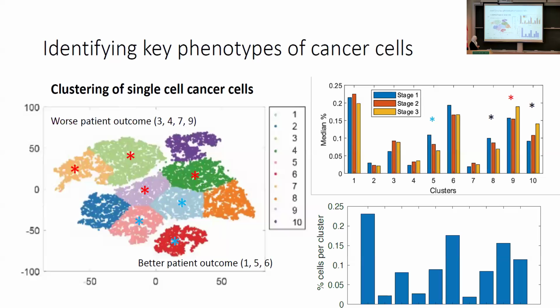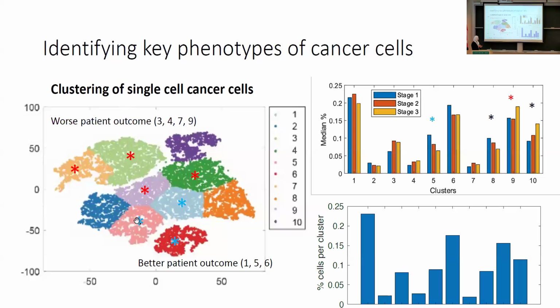So one thing we can look at is using clustering. We can visualize the different features. I said we have 60 markers. We can visualize these in the t-SNE space, or reduced dimension, and we can identify different groups of cells in the tumors. In the clusters, the red stars indicate phenotypes associated with worse outcome, while the ones highlighted by a blue star are associated with a better outcome.